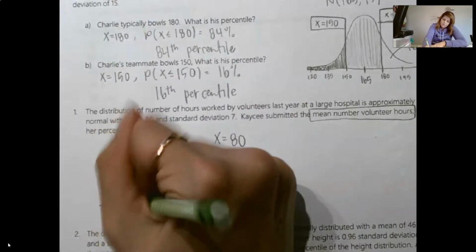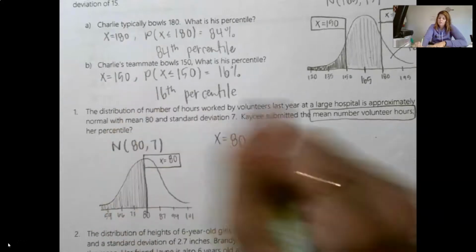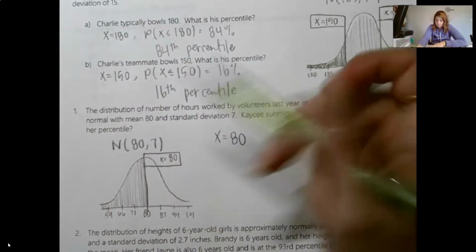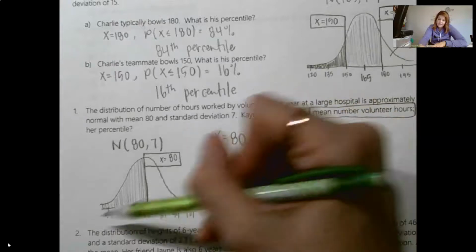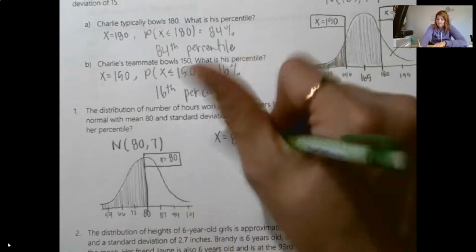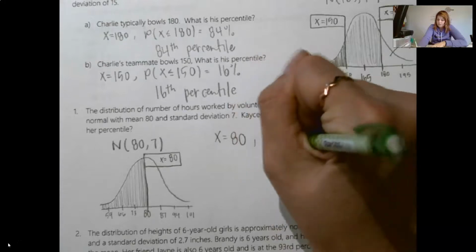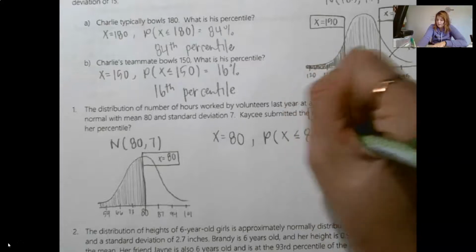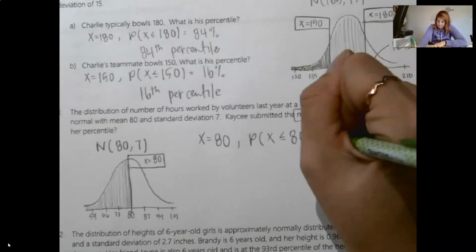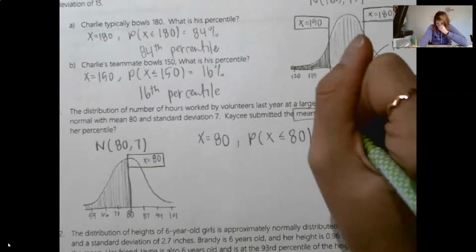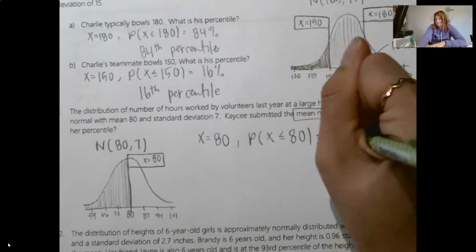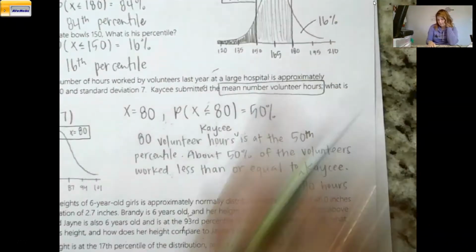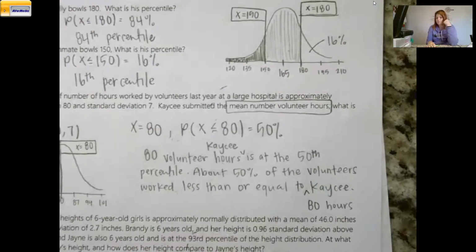Well, what percent do we know is below the mean? Well, this is 34, 13 and a half, 2.35, 0.15. So the percent of data that is less than or equal to 80 hours is 50%. There was a weird edit there because I ran out of space. So Casey is at the 50th percentile.